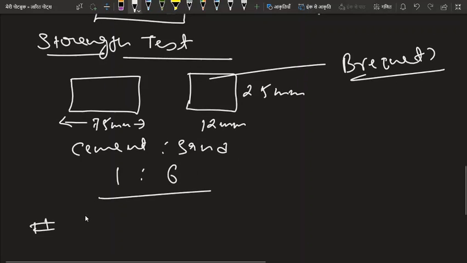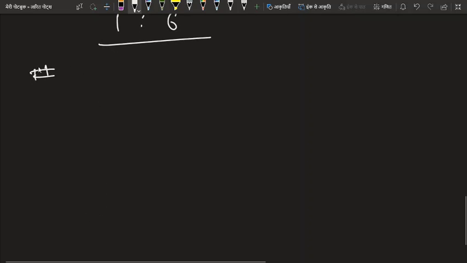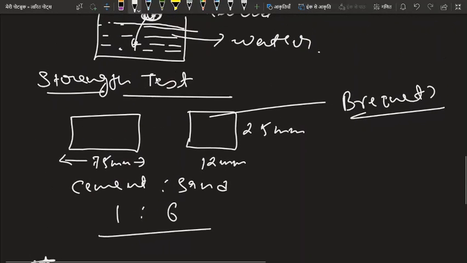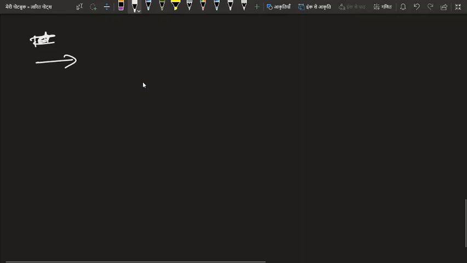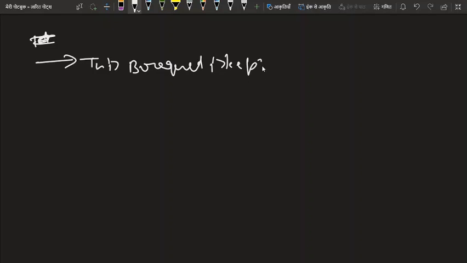This briquette is kept in water. This is all done to check the strength of the cement. We put these briquettes in water for 3 days. After 3 days, a briquette is taken out from water.